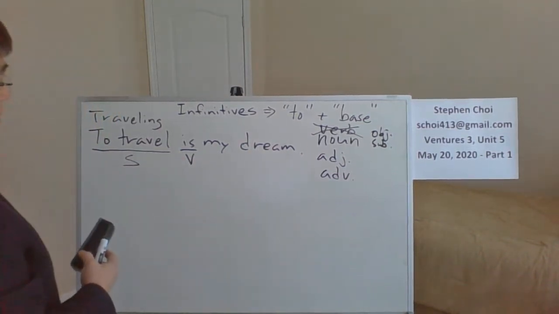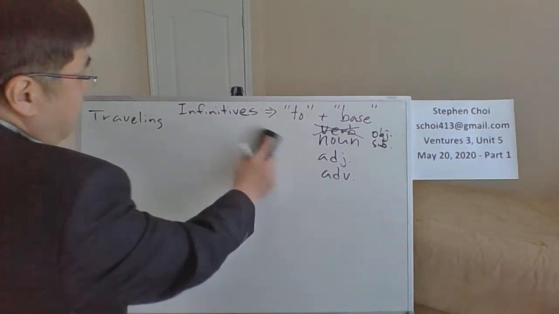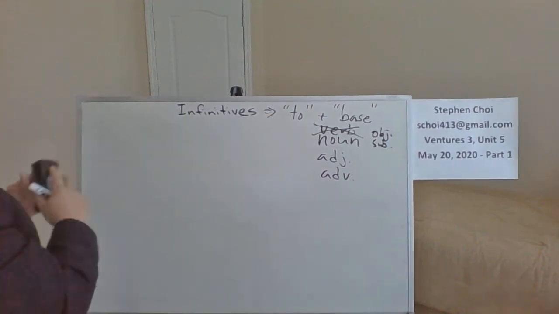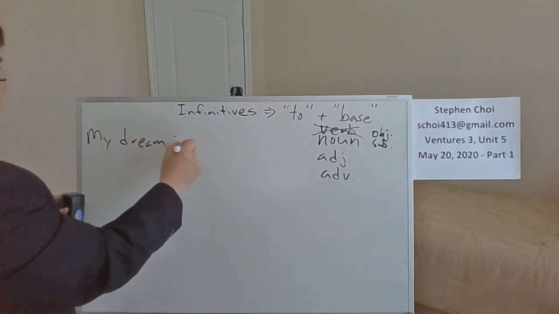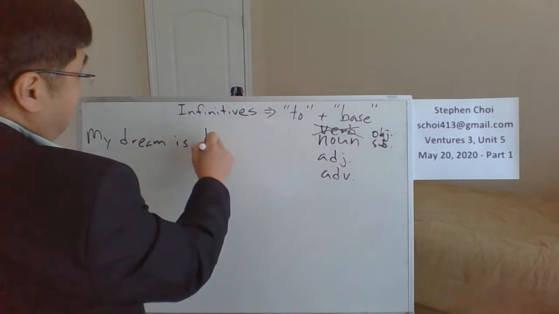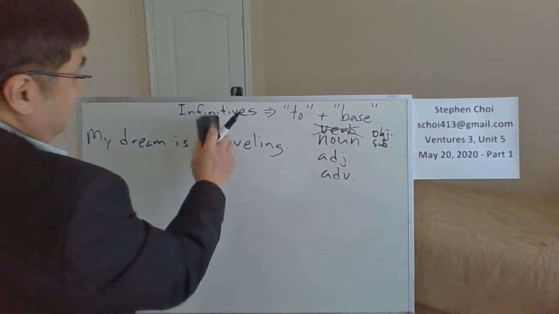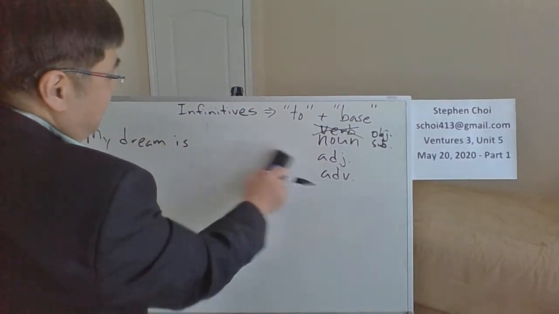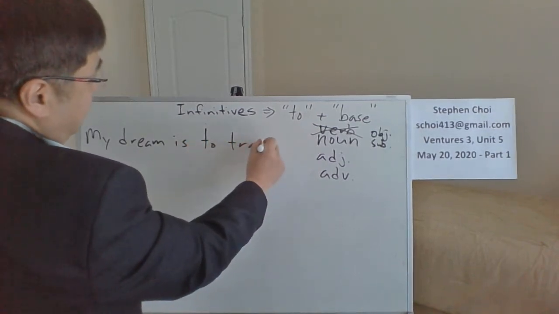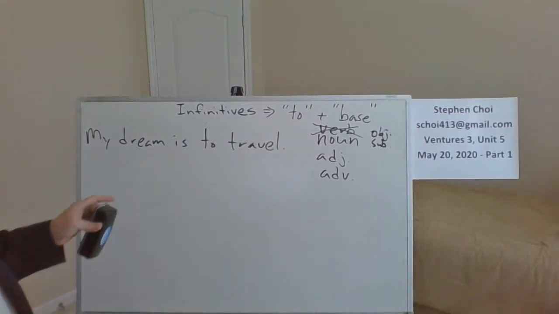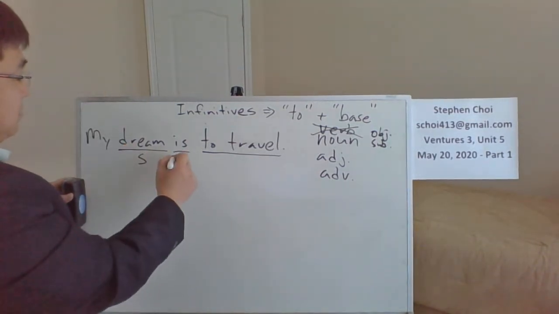Okay, all right. What's another way? You could say, okay, this is a good sentence, "My dream is traveling." I'm sorry. I mean, I can use a gerund, but let's use the infinitive. We're doing infinitives today. My dream is to travel. Okay. So we have the infinitive here now. So now "my dream" becomes the subject and "is" becomes the verb.